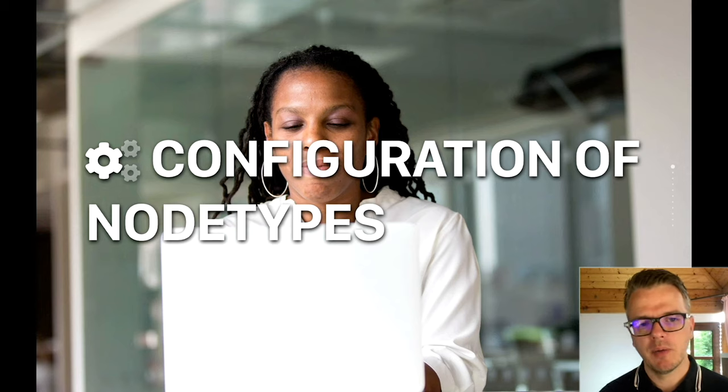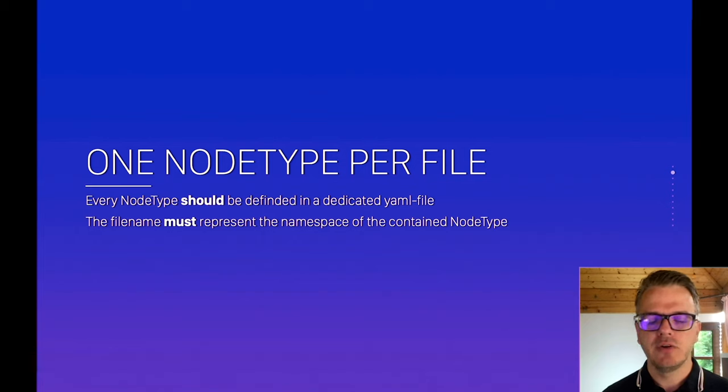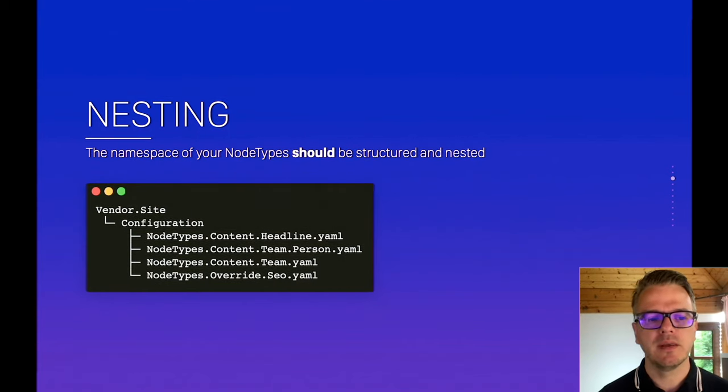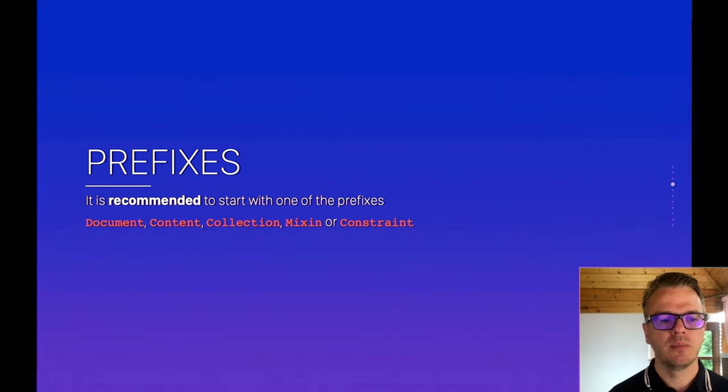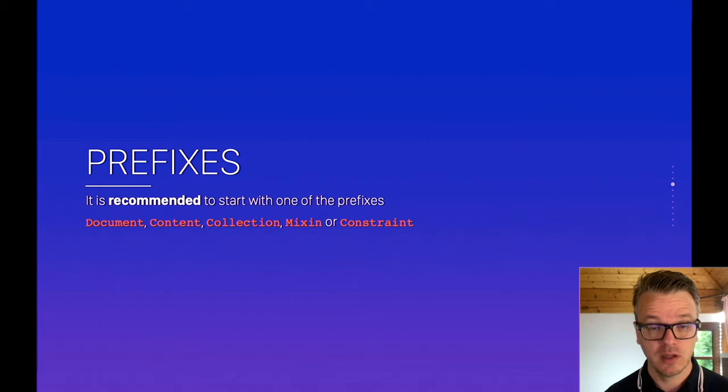A small recap about configuration of node types. Every node type should be defined in a dedicated YAML file, and the file name must represent the namespace of the contained node type. The namespace of your node type should be structured and nested, and it's recommended to start with one of the prefixes document, content, collection, mixin, or constraint.